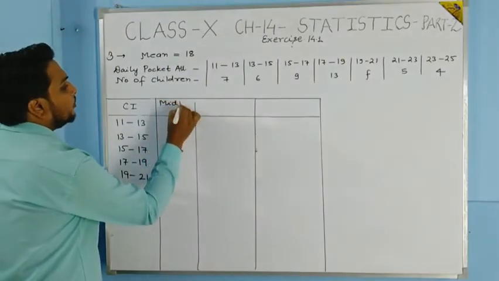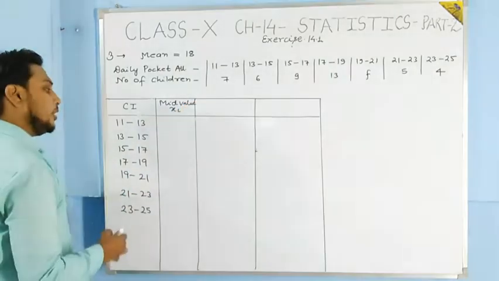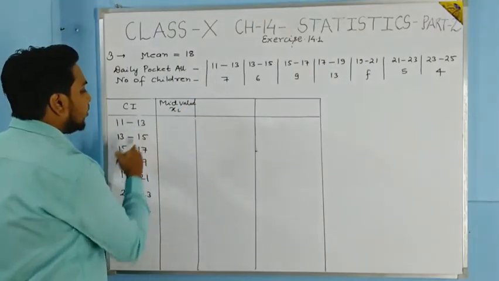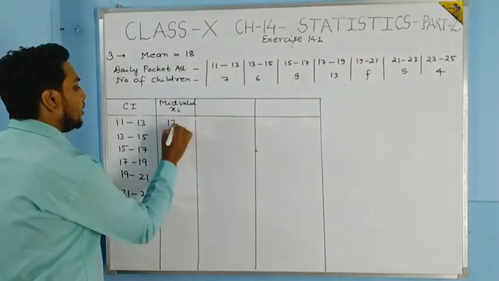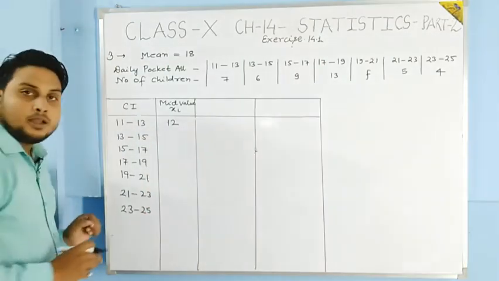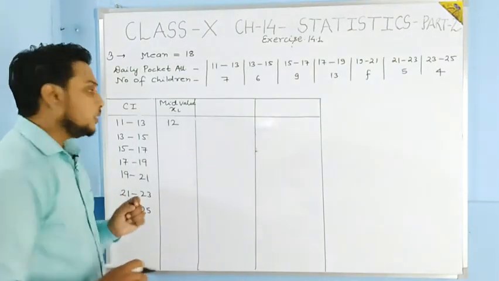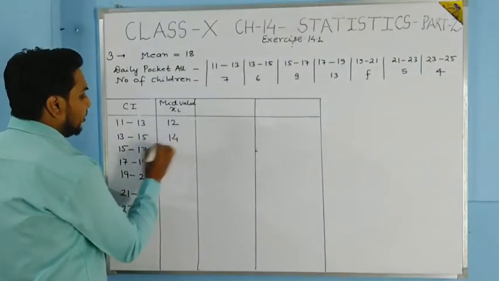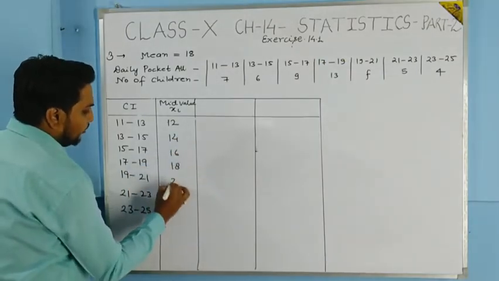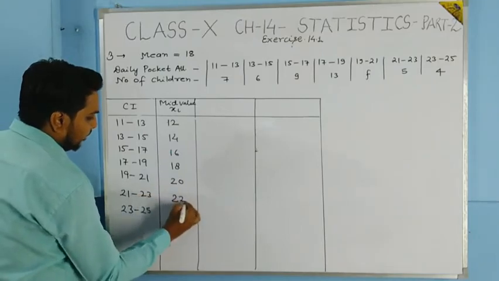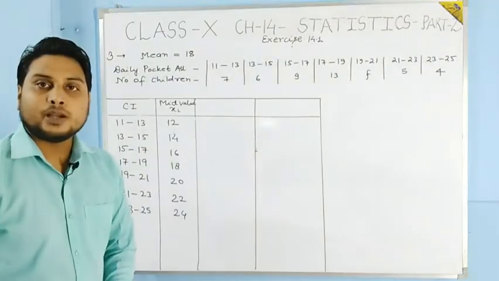Mid value means xi. We are going to find the mid value. So 11 and 13, the mid value of these two will be what? 12 will be the mid value. Or you can find it by the average also: 11 plus 13 is 24, 24 upon 2 is 12. Students, like this we will find all the mid values. 17 to 19 it will be 18, 19 to 21 it will be 20, then 22, and then 24. So like this we have found all the mid values.